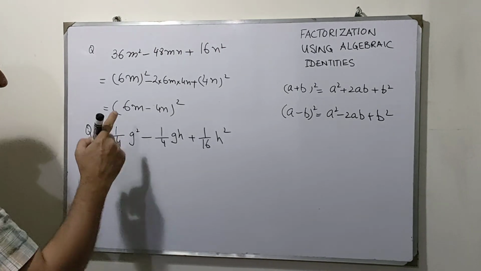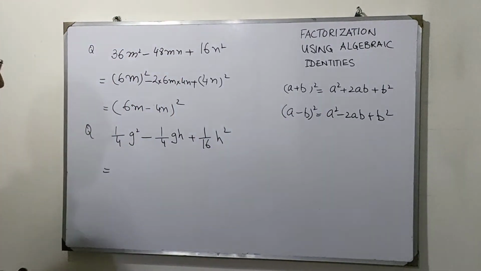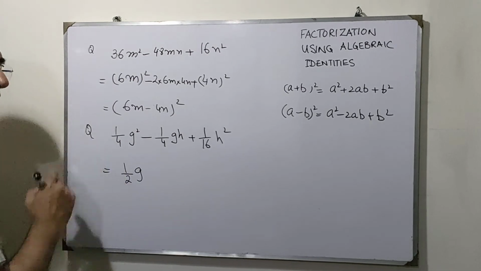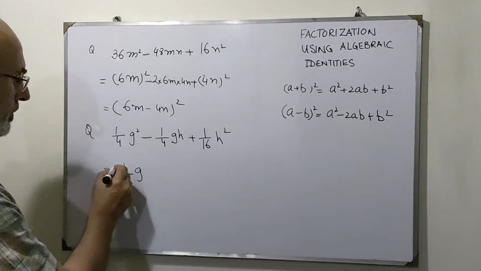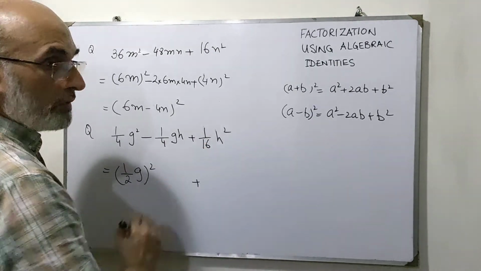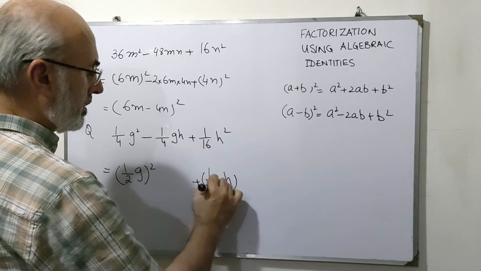So what are we going to do? Since we have a negative sign here, we are going to apply identity number 2. So 1 over 2g. 4 is the square of 2, so 1 over 2g whole square plus, 16 is the square of 4, so 1 over 4h whole square.